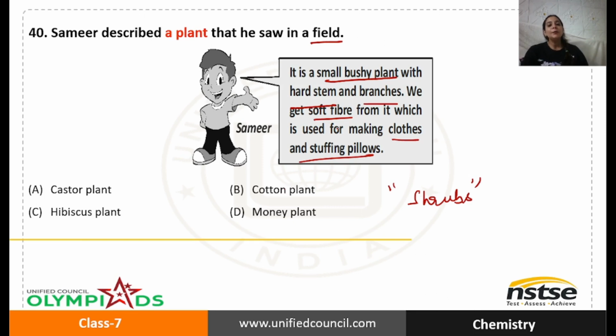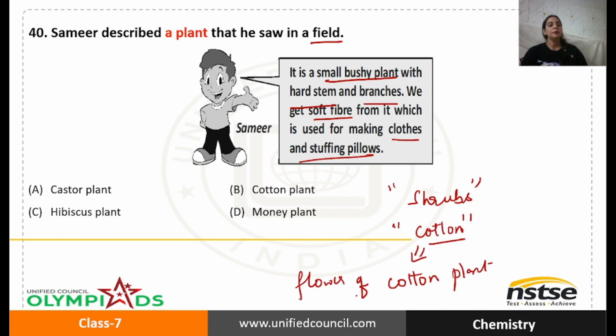We are getting fiber from it, which is used in making clothes and stuffing pillows. I hope you all know that our pillows are stuffed with cotton fibers, and cotton basically we get from the flower of the cotton plant. Now let's look at the options. Is it a castor plant? No. Cotton plant? Yes. Hibiscus plant? No. Money plant? No. So which option is correct, students? Option B is correct.